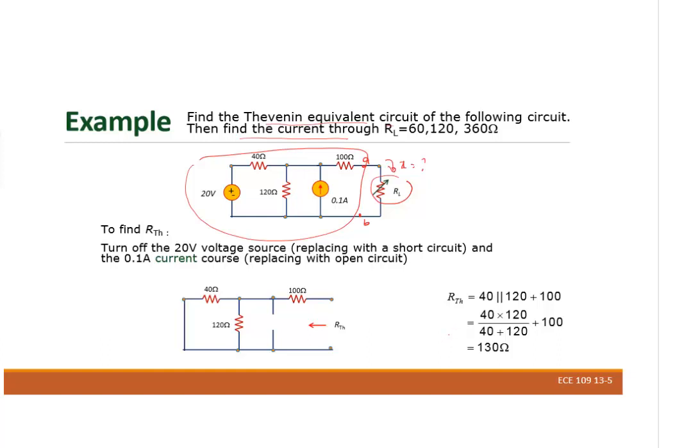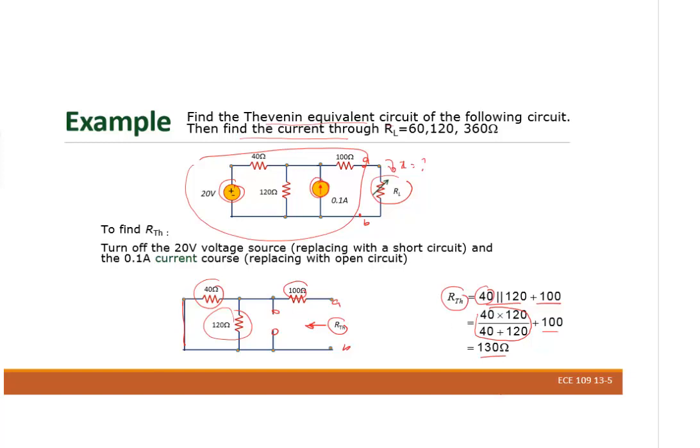Let's do the resistor first. It's easy here, because if I take the voltage source out, that will be a short circuit, and if I take the current source out, that will be an open circuit. When you look from between A and B, for RTH, you can see 40 parallel to 120, then in series with 100. So 40 parallel to 120 gives you 30 ohms, plus 100, so 130 ohms. This will be our RTH.